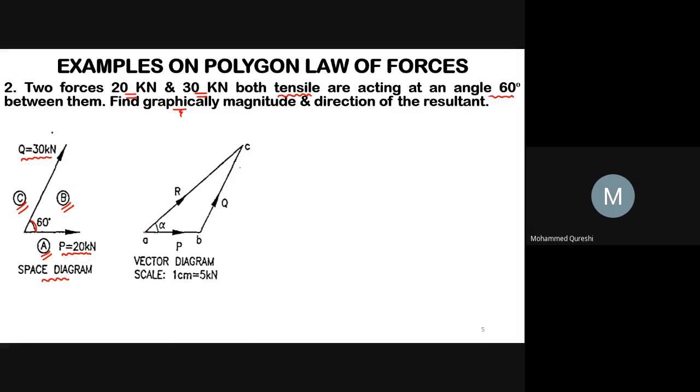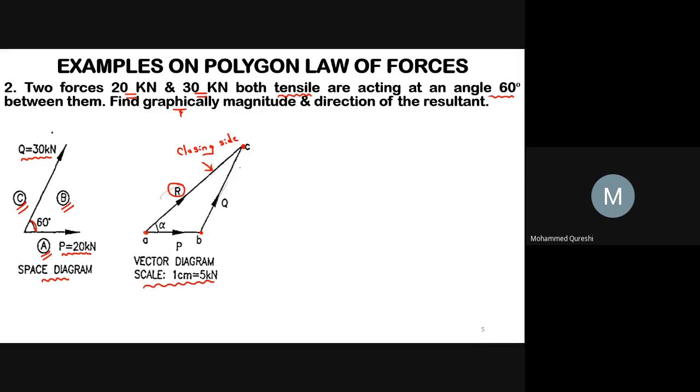So here we are selecting a point A to the right side of the space diagram. Now, from point A, you have to draw a line AB parallel to force P equals to 20 kilonewton. So here I am writing P, to some suitable scale. Here I am taking scale as 1 centimeter equals to 5 kilonewton. Okay. Now, from point B, you have to draw a line BC parallel to force Q equals to 30 kilonewton. Now, this will be your closing side. So, this closing side will give you the resultant, that is capital R.